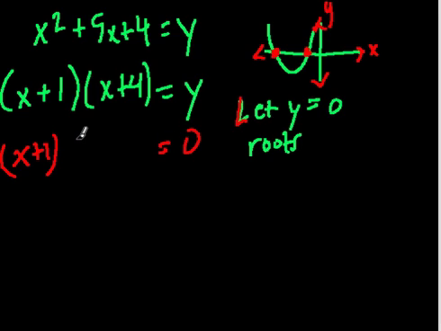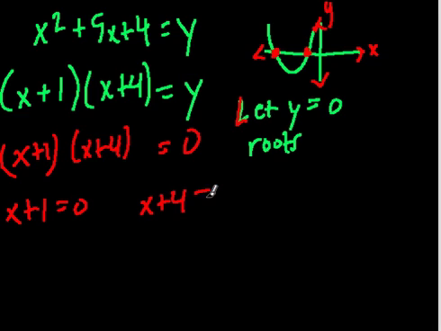And now we can figure out what those two x values are. Because x plus 1 times x plus 4 is 0, that means that x plus 1 is equal to 0, and x plus 4 equals 0. Because either both of them are 0, because 0 times 0 is 0, we're multiplying here, or one or the other is 0.